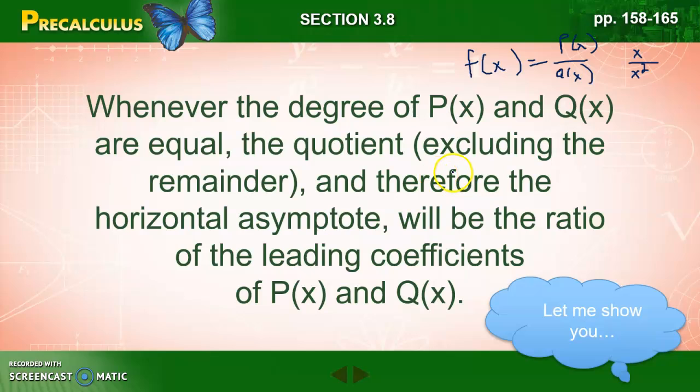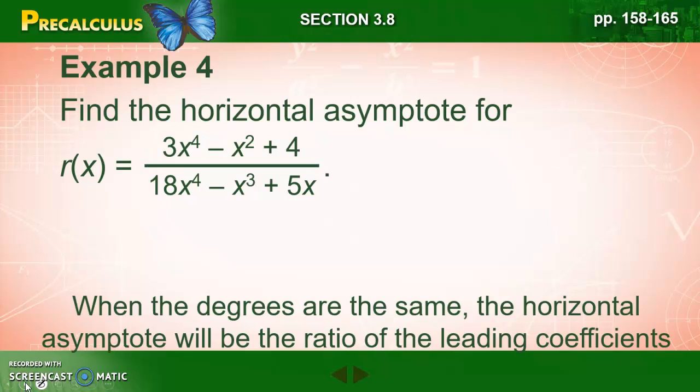When that happens, the quotient, excluding the remainder, and therefore the horizontal asymptote, will be the ratio of the leading coefficients of p of x and q of x. So we could divide these two functions, and the quotient will tell us where our horizontal asymptote is. Or, shortcut, we can take the leading coefficients and divide those, and that will tell us where our horizontal asymptote is. So in a proper rational function, our horizontal asymptote is always at y equals 0. But in an improper rational function, we've got to do a little bit of work.